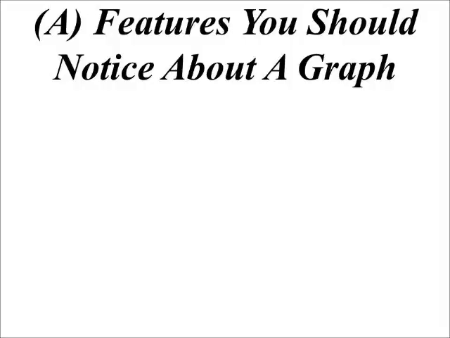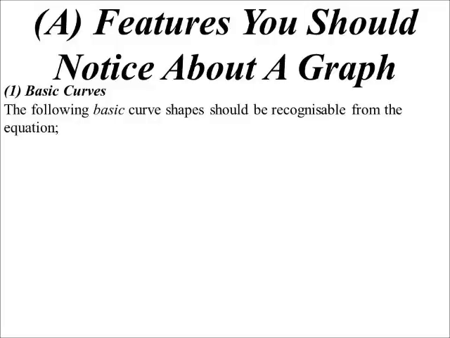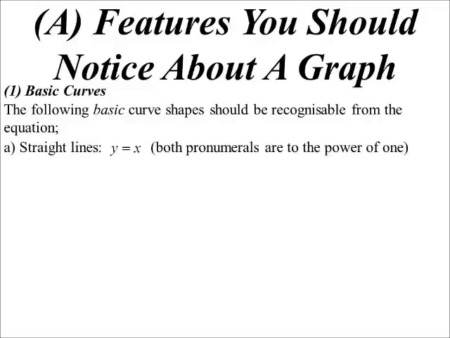But these are the sorts of things that hopefully you should be already familiar with, what you would notice about a graph. One of the ideas, shifting curves, shifting them up, shifting them down, all relied on knowing what the basic curve looked like. So you could look at the equation and go, oh, I know that's going to be a parabola, or I know that's going to be a circle, or you know the basic shape. So the most basic shape, of course, straight line, y equals x, I guess would be the most basic of the basic straight lines. But yeah, both pronumerals basically to the power of 1 there.